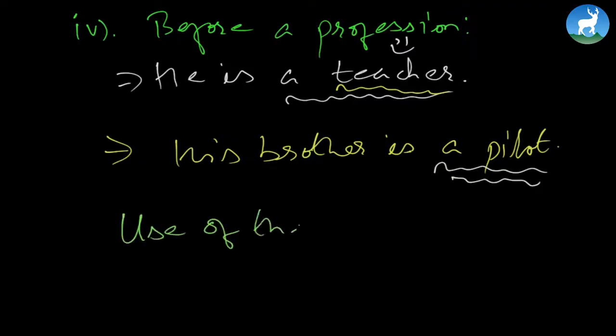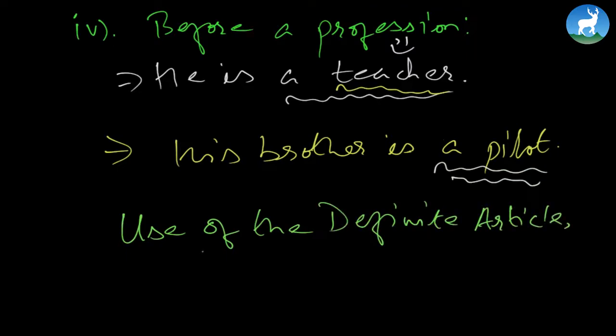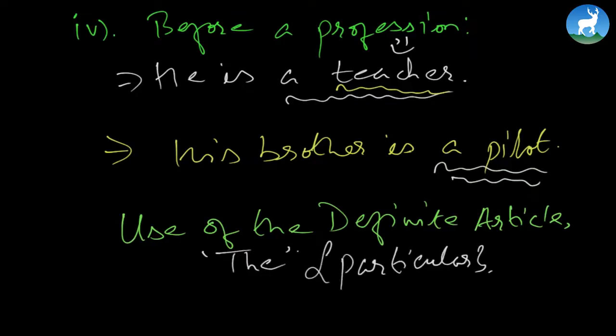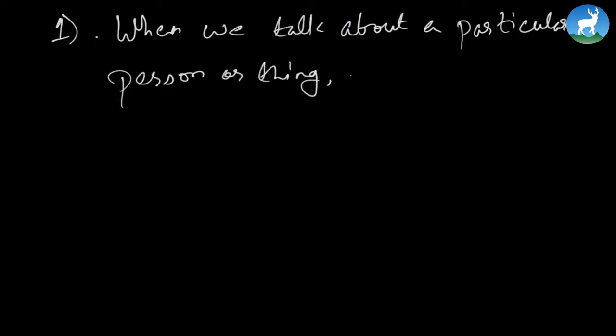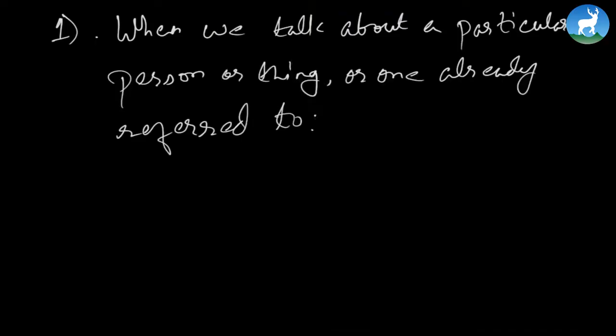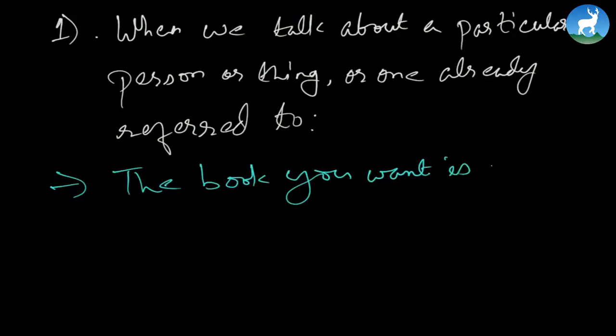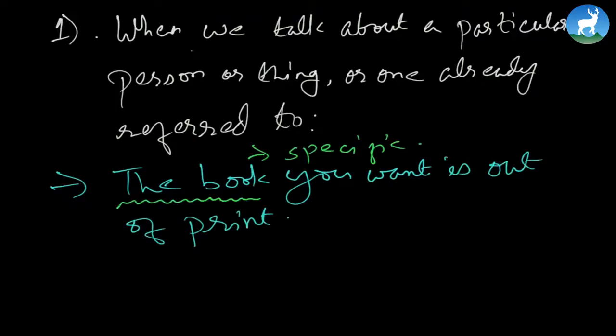Use of the definite article, which, you must have known by now, is the. The means what? It is particular, anything particular. So let's move ahead with the examples. When we talk about a particular person, or it could be a thing as well, or one already referred to. So again, what does this mean? Let's clarify this further with an example. The book you want is out of print. Now, look at this definition again. When we talk about a particular person or a thing, in this case, the book, or one already referred to. Don't forget the second part, one already referred to.